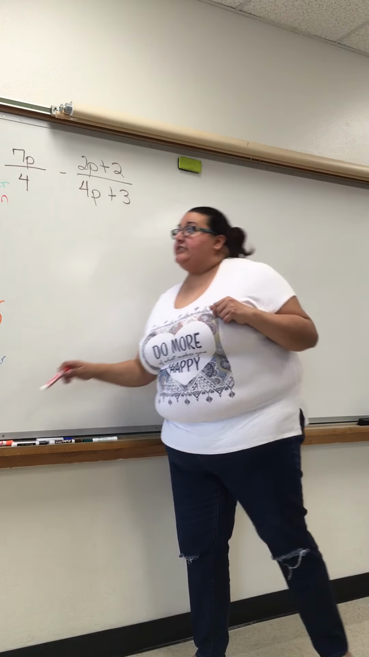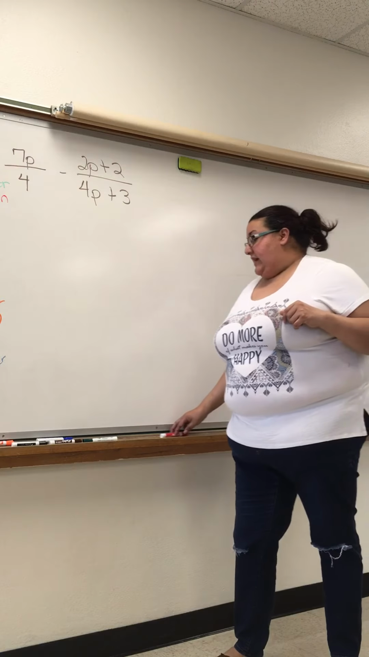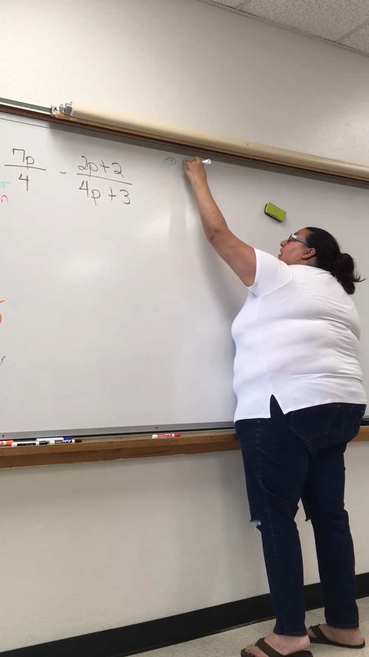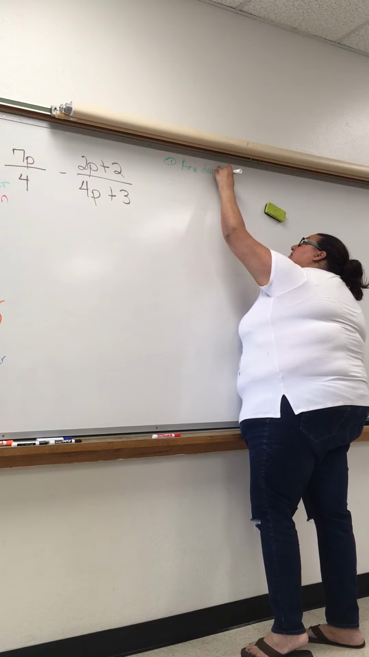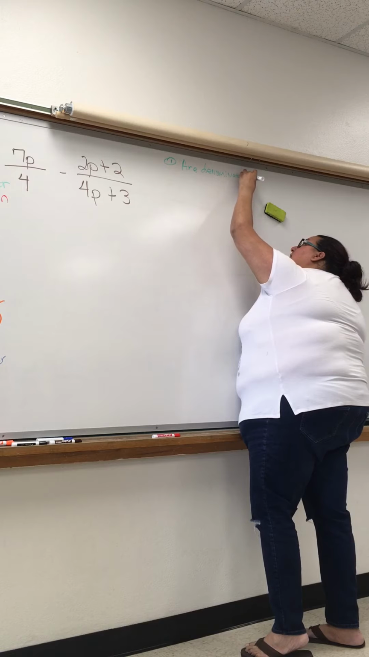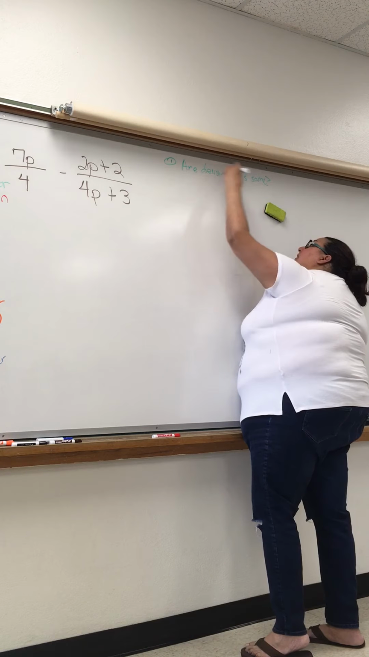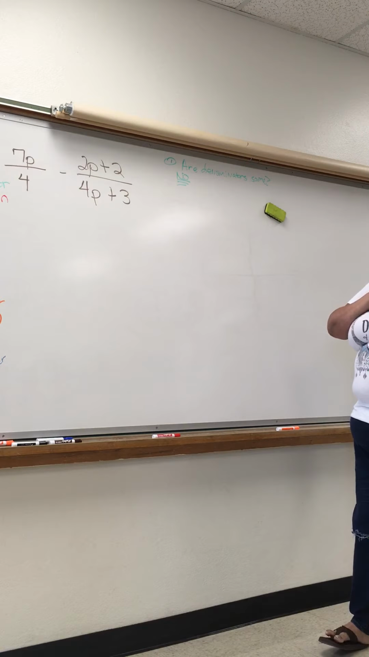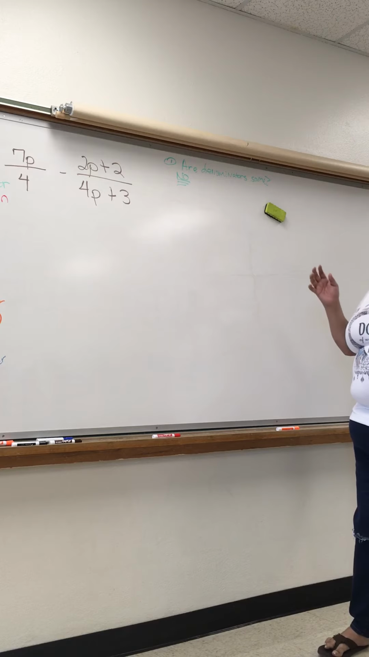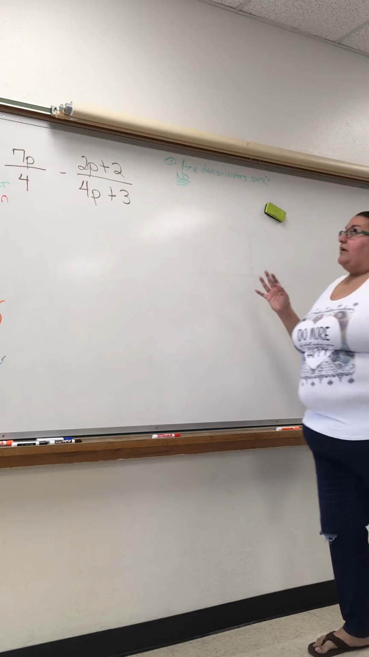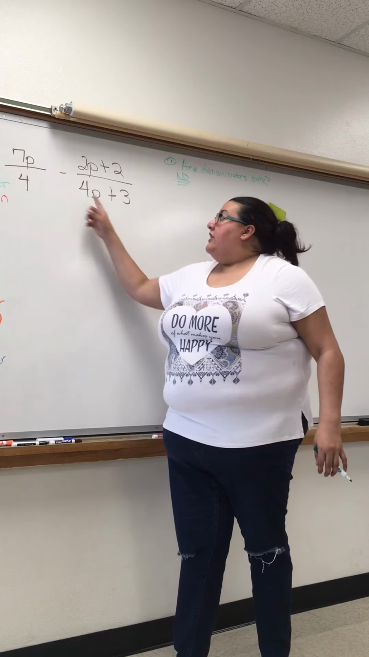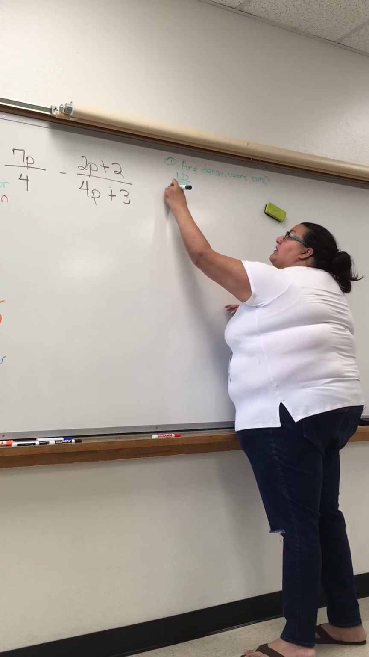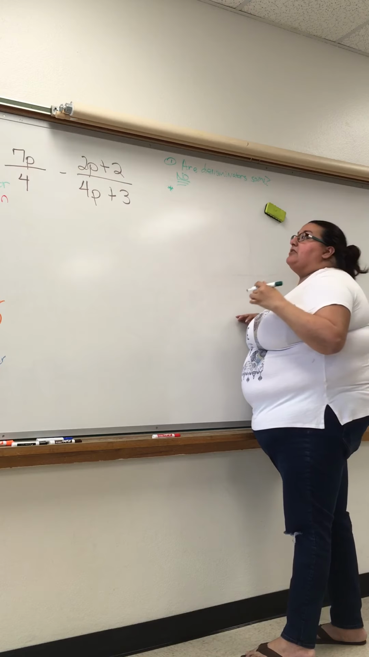The first question you need to ask yourself is, are the denominators the same? So number 1, are the denominators the same? And the answer is no. Because the denominators are not the same, you need to get the common denominator for each one. So the first thing we need to know is the denominator 4 must be multiplied by 3.